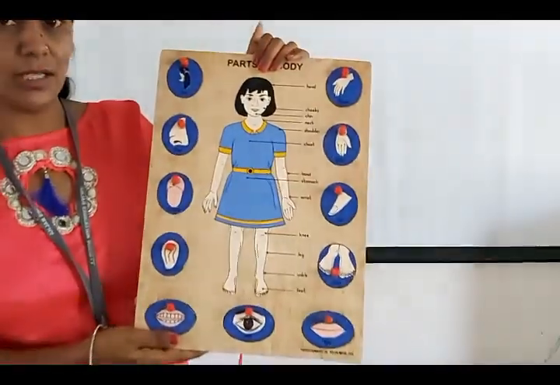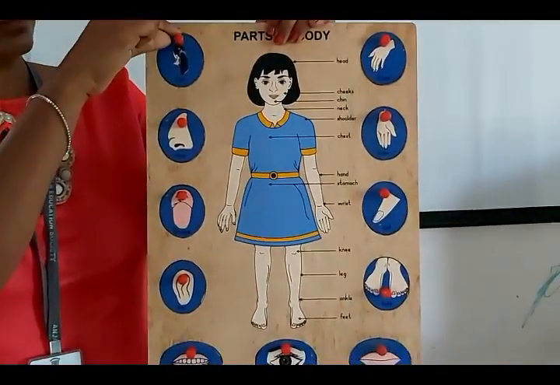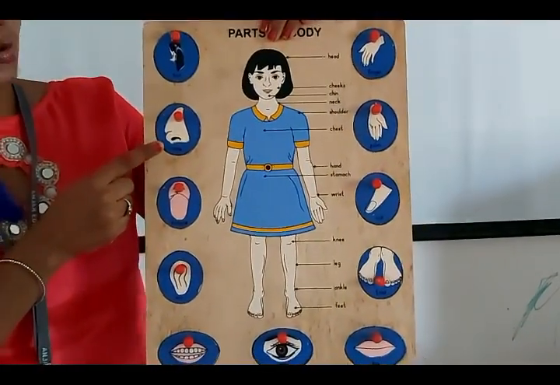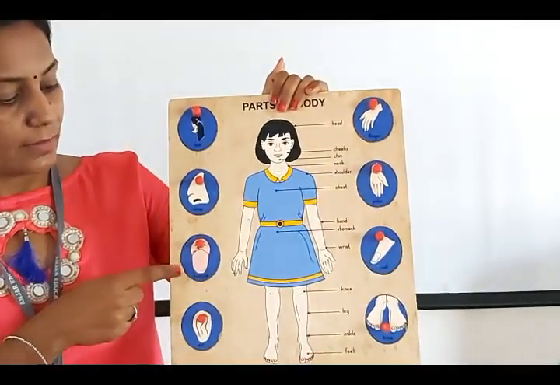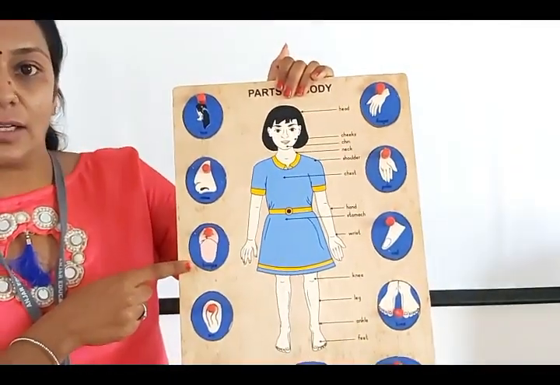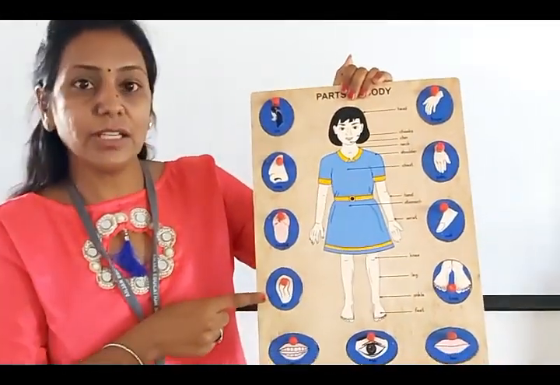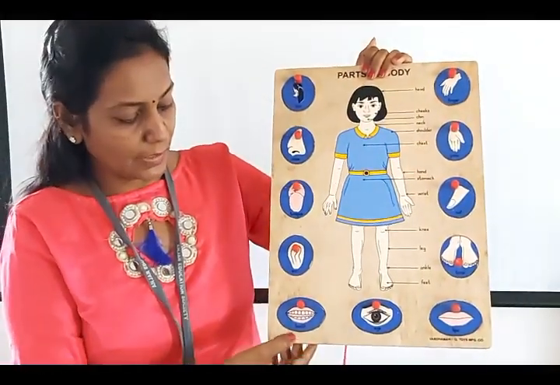In our body, there is hair. Next is nose. After that, tongue. Ears. Teeth.